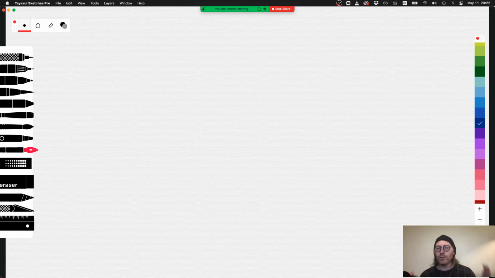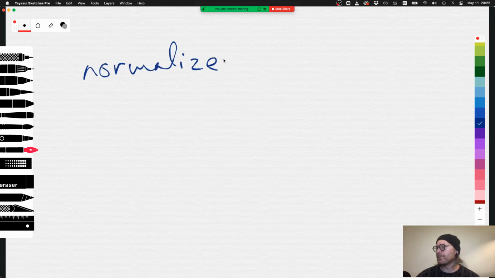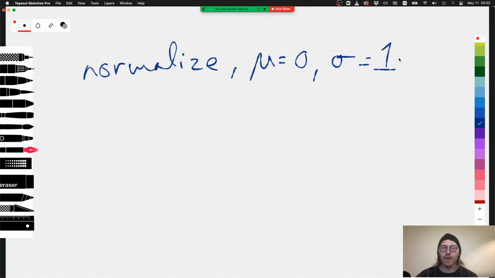Essentially, if we have a normal distribution, then we are going to constrain that normal distribution so that it fits a certain mu and standard deviation. So we normalize it. What that means is that we set the mean to 0 and we set the standard deviation to 1.